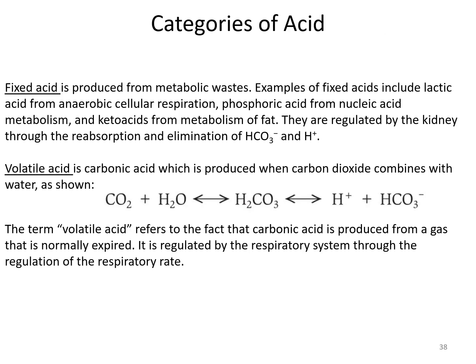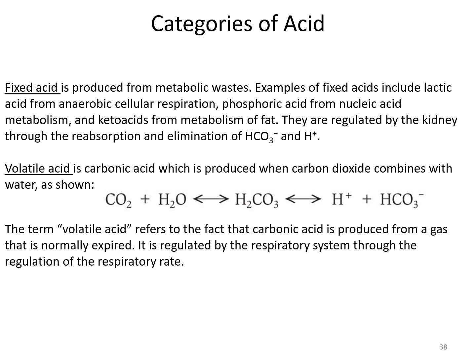We have a couple of different categories of acids. We have fixed acids and volatile acids. Fixed acids are acids that are produced from metabolic waste or metabolic reactions. Examples of some fixed acids that we find in the body are lactic acid. Lactic acid comes from anaerobic cellular respiration, or the production of ATP from glucose in the absence of oxygen. That's what anaerobic cellular respiration is. We have phosphoric acid. Phosphoric acid comes from nucleic acid metabolism. So if you remember, our nucleotides have phosphate groups, and so when we digest those, one of the byproducts can be phosphoric acid. And then keto acids come from the metabolism of fat.